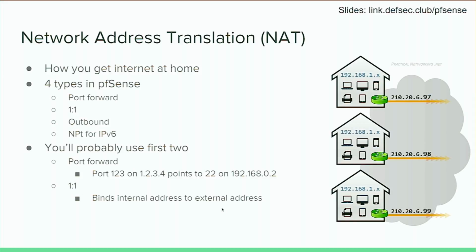So if you had multiple public IP addresses, you could bind this laptop on 192.168.1.2 to 210.26.100, and this one could be 1.3 on .101. Does that make sense?